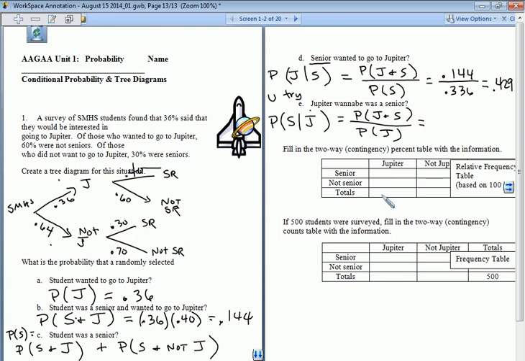It's the probability of Jupiter and senior divided by the probability of Jupiter. Okay, we're about to get to the two-way table, except the bell's about to ring.